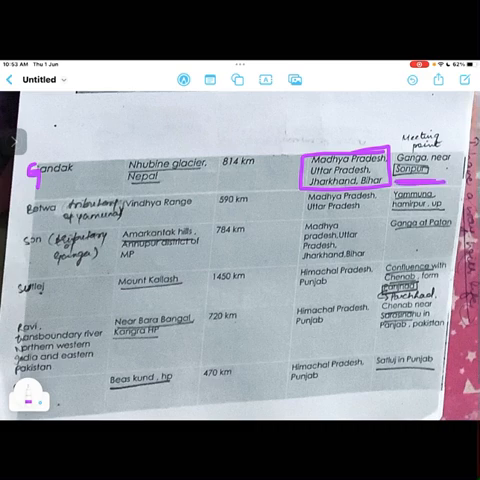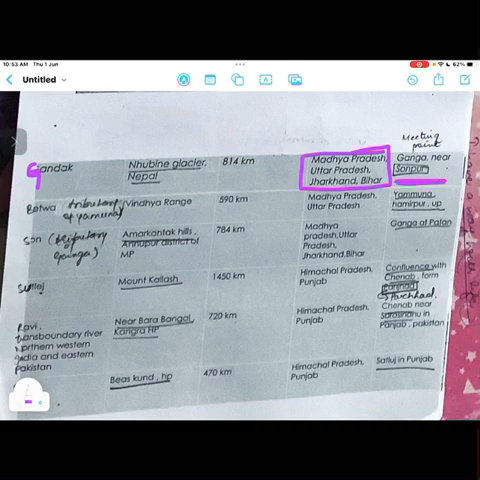Alright, so here you have got Gandak river. So Gandak river is basically originating from your Nubian glacier, which is there in Nepal, and it is 814 kilometers in length, and it passes through your Madhya Pradesh, Uttar Pradesh, Jharkhand and your Bihar. So the meeting point is Ganga near Sonpur, right?